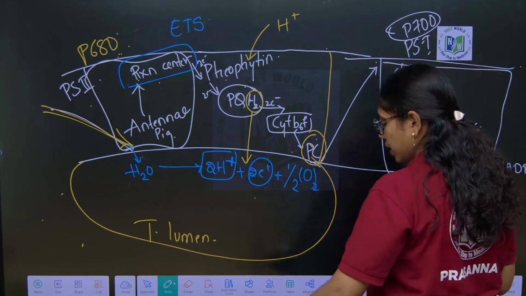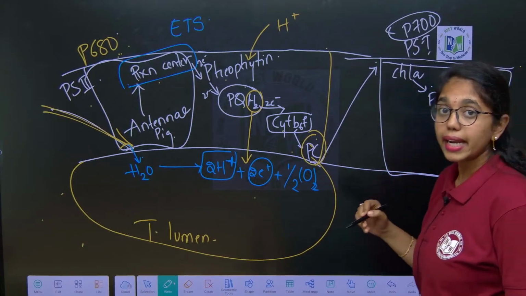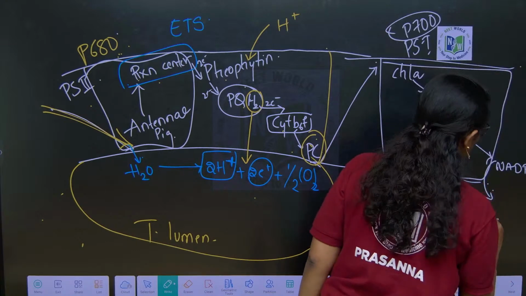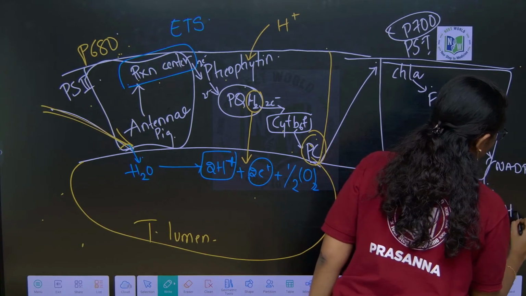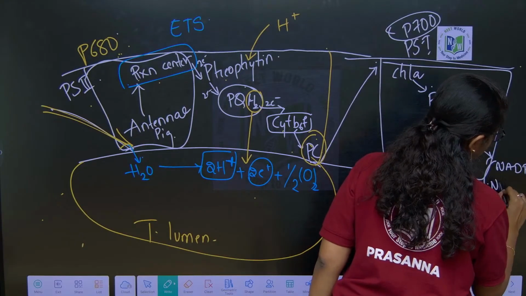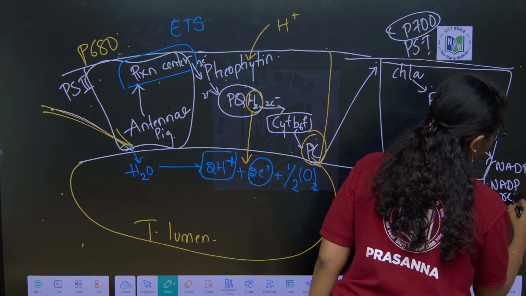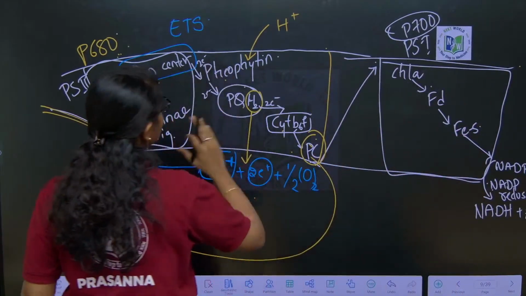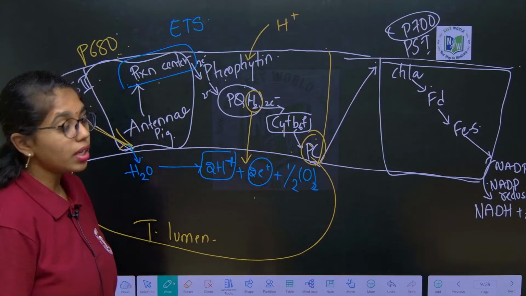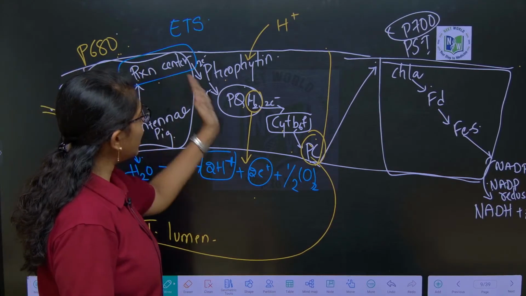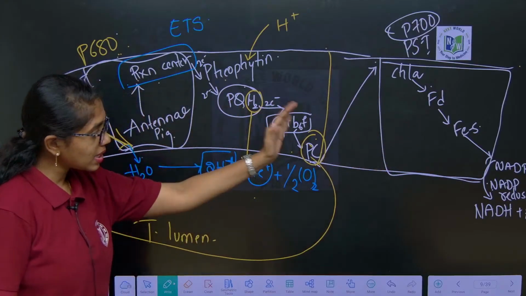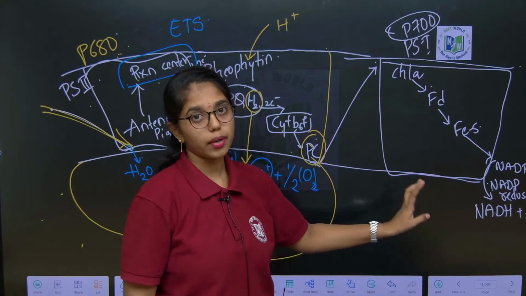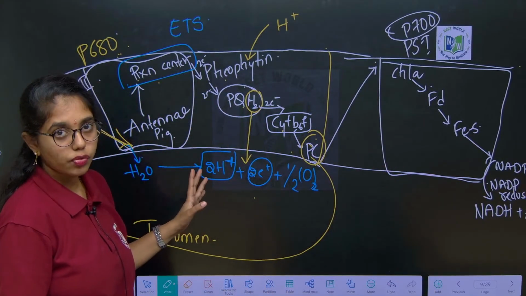The ultimate or the last electron acceptor is NADP+, wherein accepting 2 electrons, this gets reduced to NADPH plus H+, and this is by the enzyme NADP reductase. Fine. So this is called non-cyclic photophosphorylation, where this is in the uphill downhill manner. It is non-cyclic, and utilizing the sunlight, phosphorylation is happening. So this is called non-cyclic photophosphorylation.